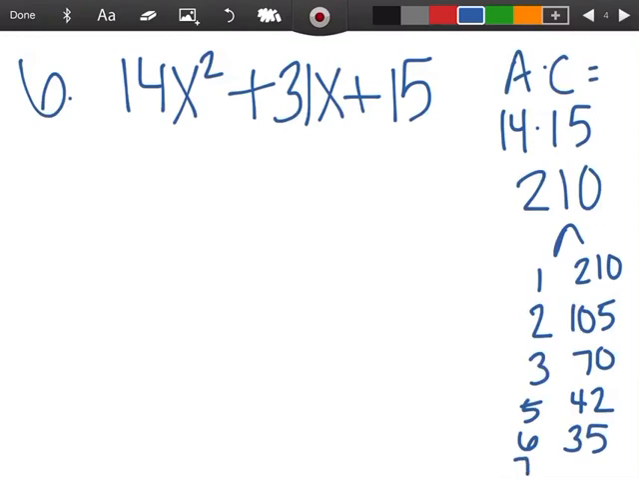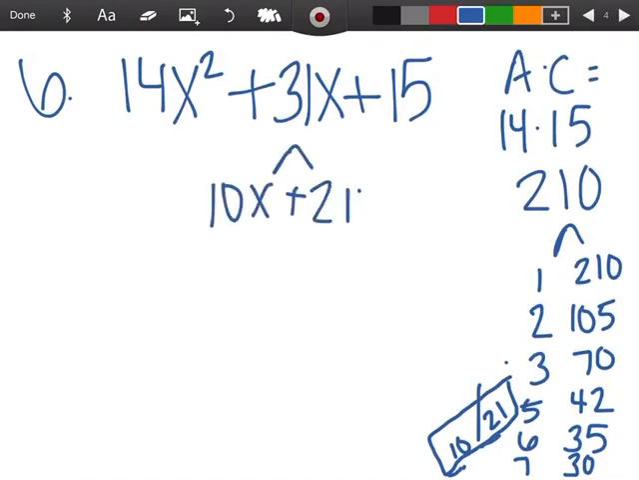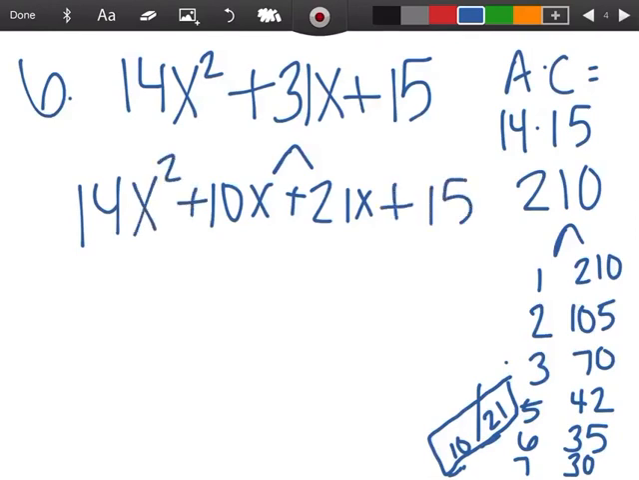210 divided by 7, 7 and 30, still no. Okay, 210 divided by 8 is not a whole number. 210 divided by 9 is not a whole number. 210 divided by 10 is 21. And those work. So the two numbers that multiply to be 210 and add up to be 31 are 10 and 21. So I'm going to split this into 10x and 21x. So 14x squared plus 10x plus 21x plus 15.